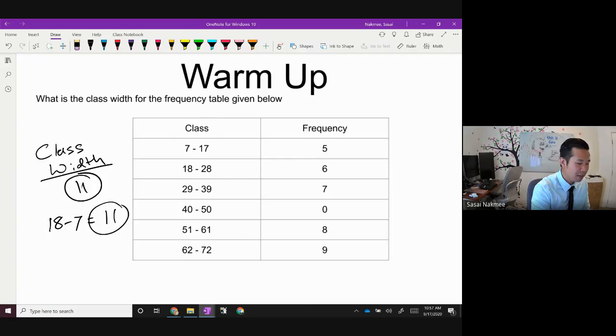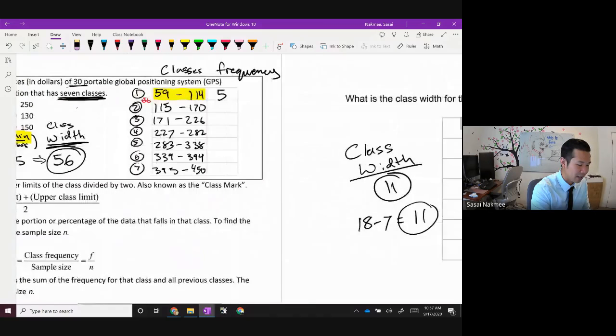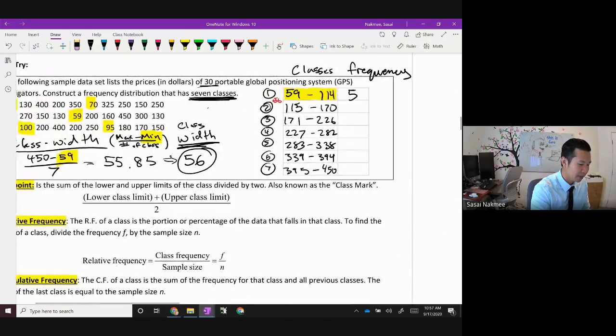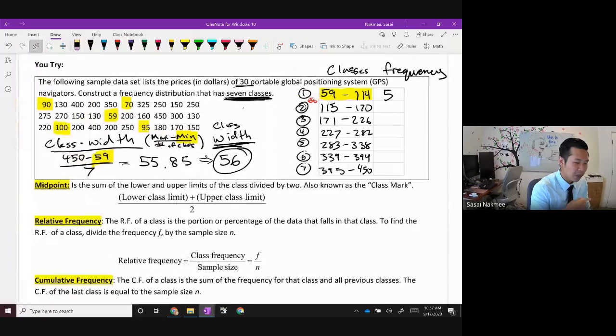If you're thinking back to what we did in class last time, which was this guy right here, to find the class width with the data, you had to look at the smallest number you had and subtract it from the largest number you had and then divide it by the number of classes. And remember, the number of classes will always be given to you. In this case, it was 7, and we got this number of 55.85, and then you always round up. So the last U-Try we did last time had a class width of 56, and you guys actually did a good job of filling this out.